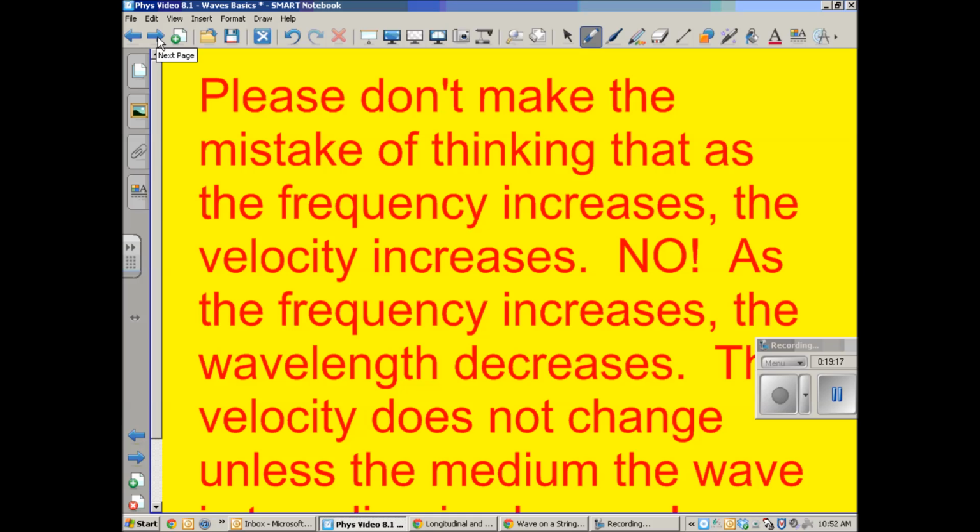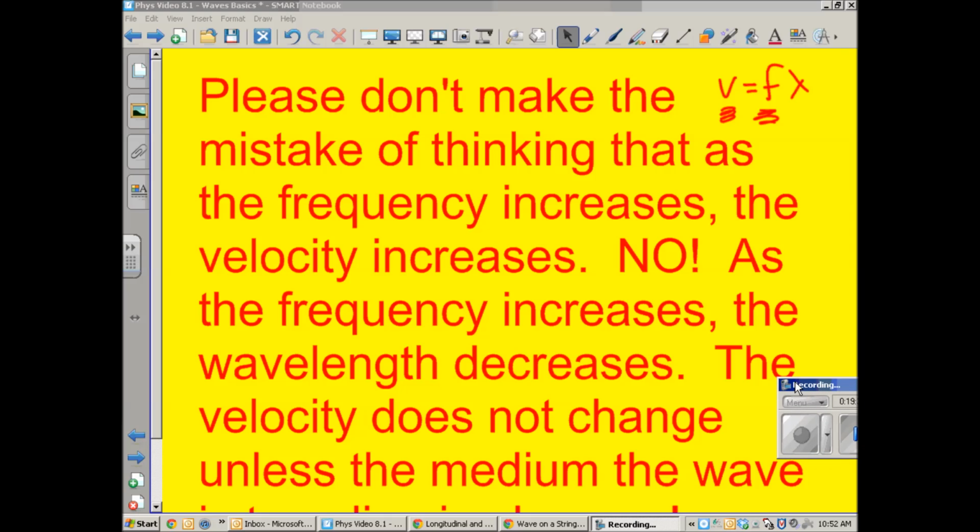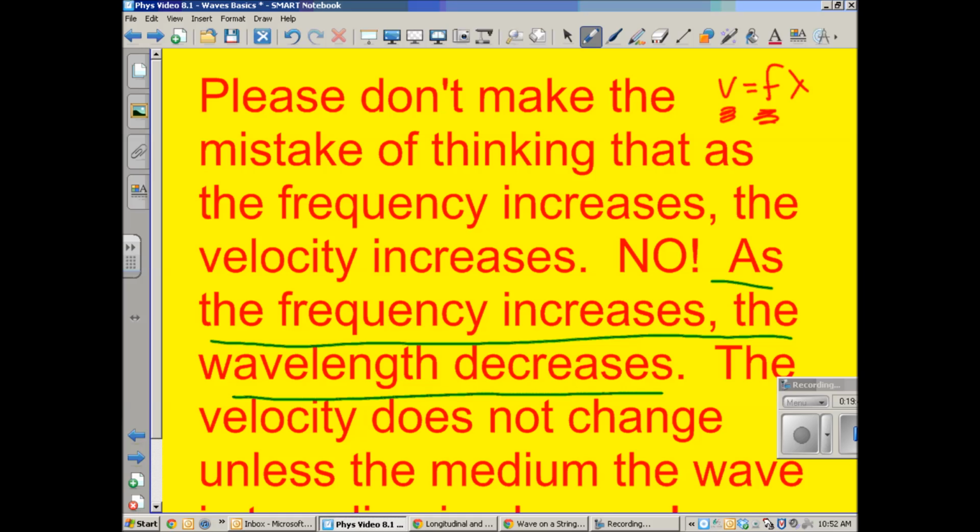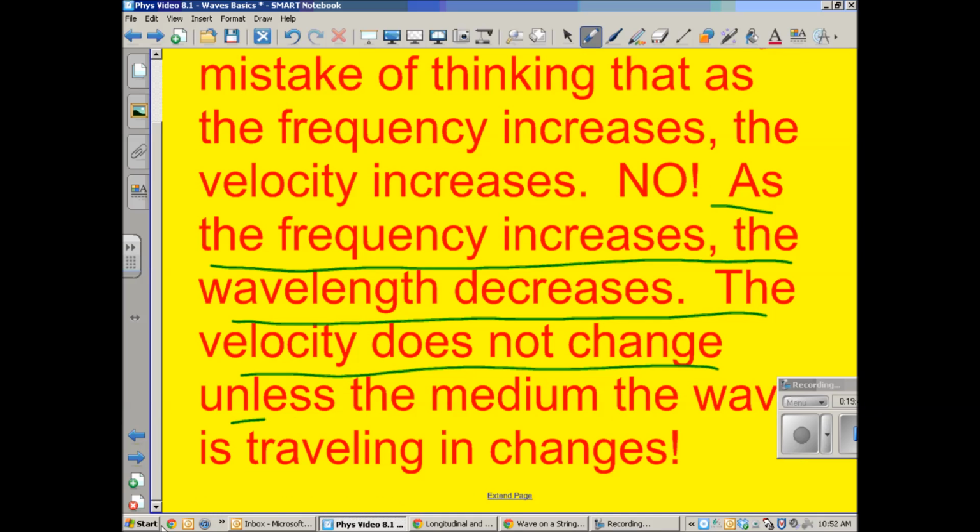Please don't make the mistake of thinking that as the frequency increases, the velocity increases. A lot of times, especially coming from chemistry, people look at this equation and they think, oh, bigger frequency means bigger velocity. But that actually turns out not to be the case. This is super important, so make sure you hear this. Bigger frequency does not mean bigger velocity. As the frequency increases, the wavelength decreases because the velocity doesn't change unless the medium changes. And we saw that in our graphic back here.